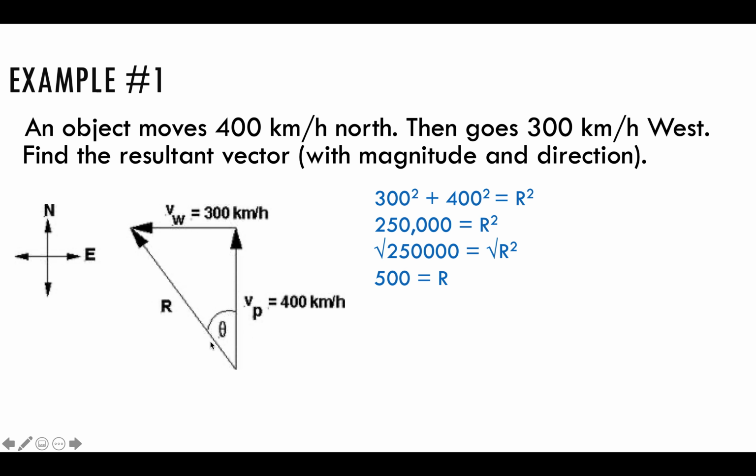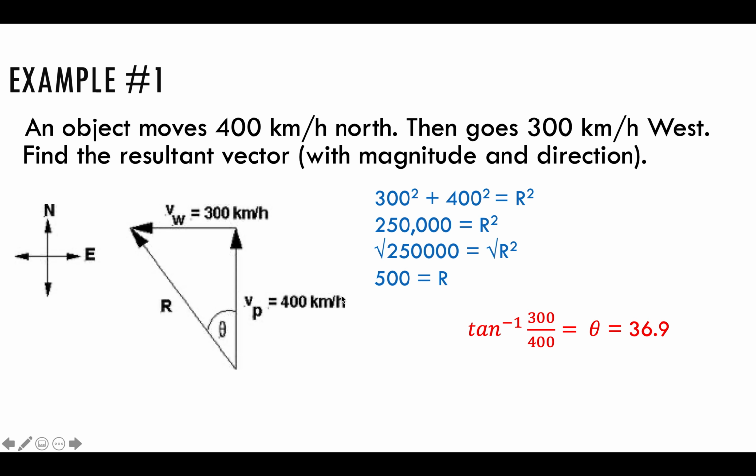So first part of my direction is going to be the angle of this. To do that, I'm going to use an inverse tan of 300 over 400. So my opposite side is 300. My adjacent side touching that angle is 400. That's going to equal theta. And when I plug that in the calculator, I'm going to get 36.9 degrees.